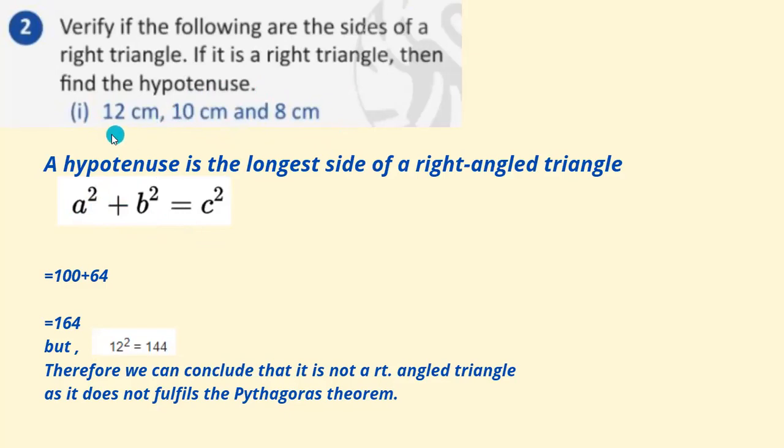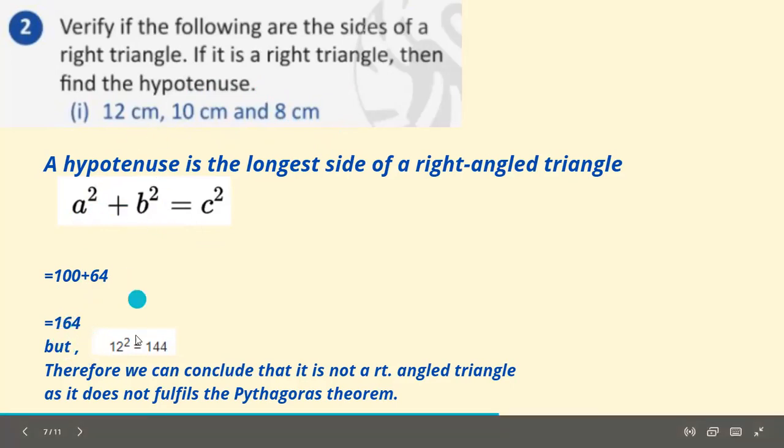Since 12 is the longest side, it is the hypotenuse. 10 squared is 10 into 10, which is 100, and 8 squared is 8 into 8, which is 64. When we add these two, we get 164. But our hypotenuse squared, 12 squared, is 144. So the given sides will not form a right angled triangle, as they do not fulfill the Pythagoras theorem. So this is not a right angled triangle. Understood? Now we'll move to the next problem.